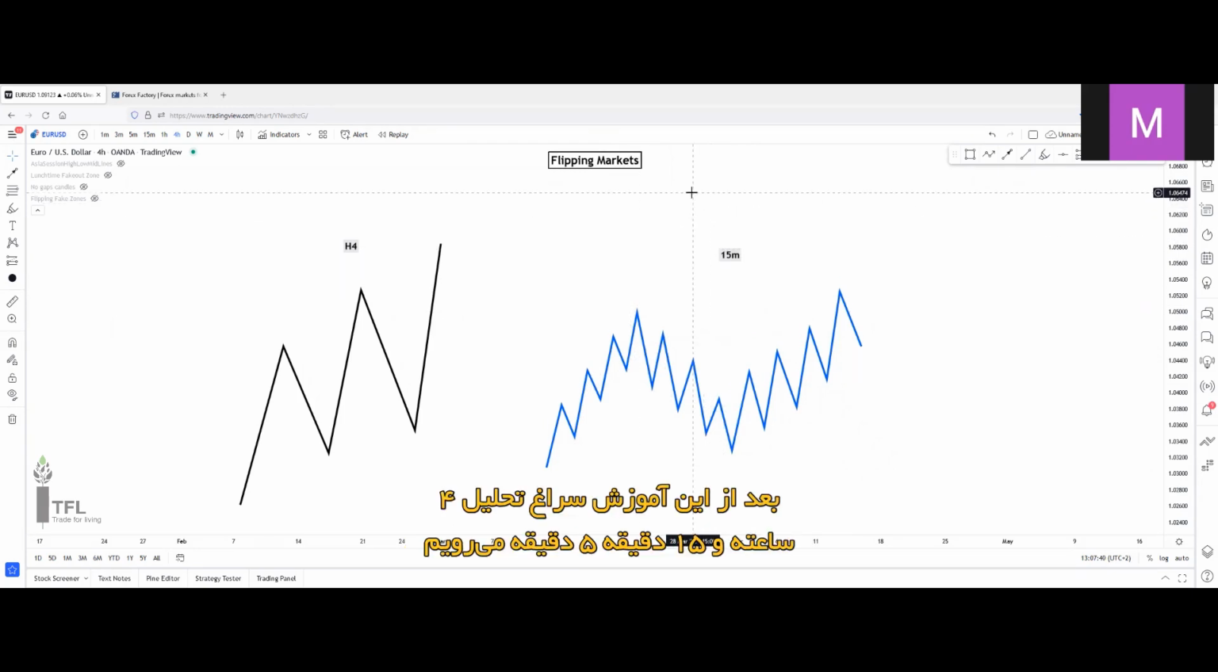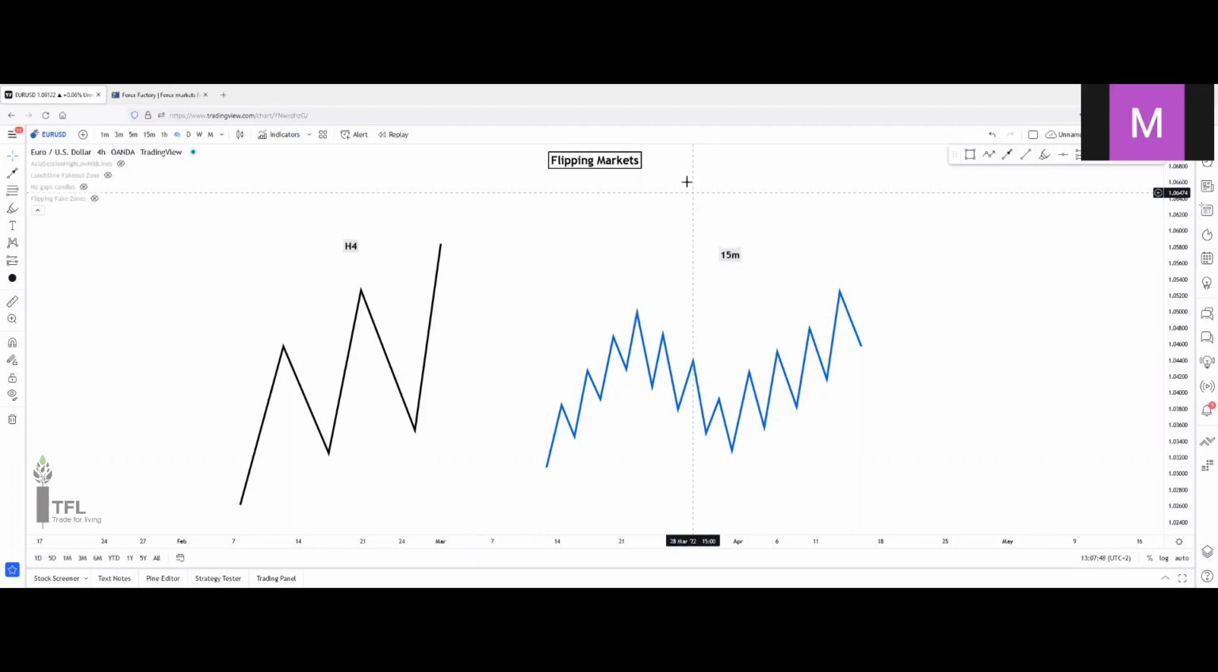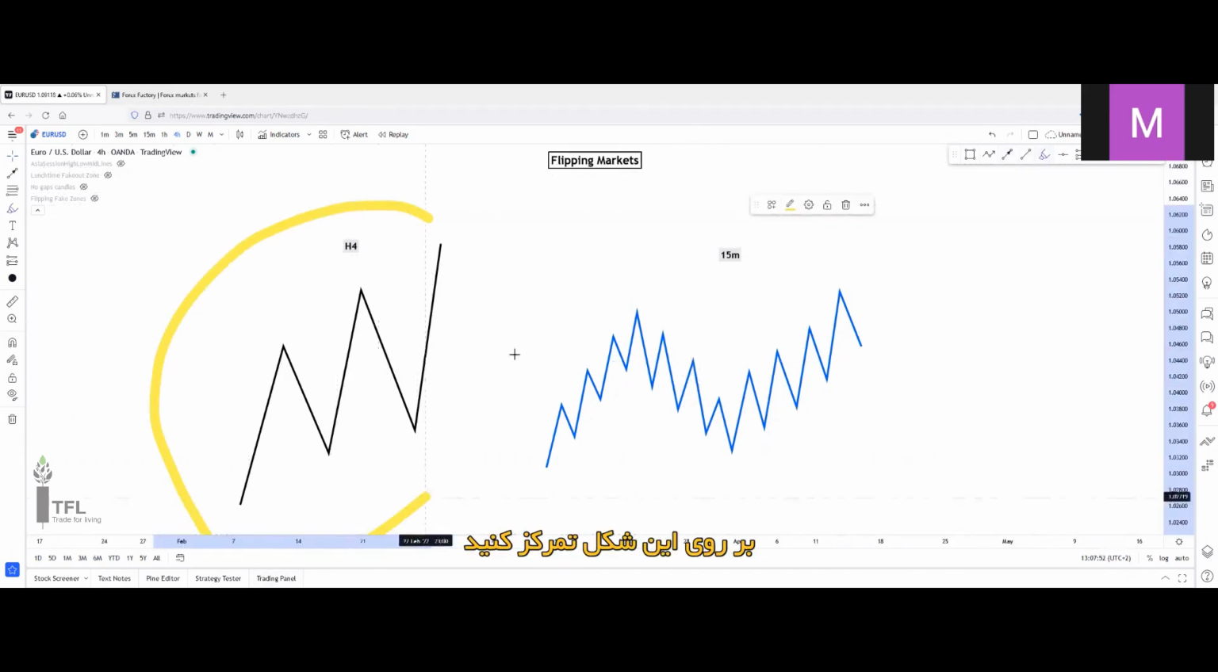After this, we will analyze the overall price action on the 4-hour chart, 15-minute chart, 5-minute and 1-minute, and see all of the upcoming possibilities for today and for the week. So let's just begin this session. Okay, we are focusing on this one.